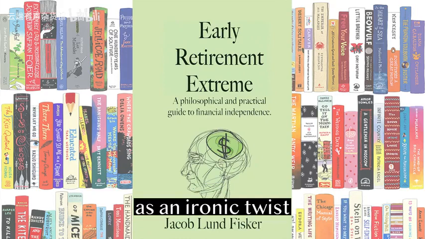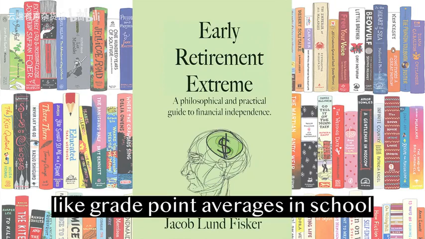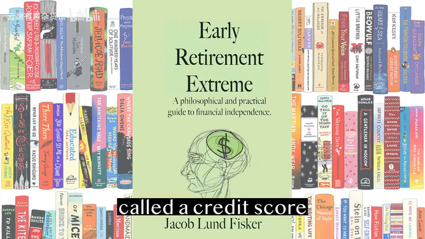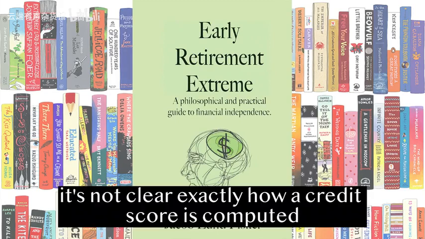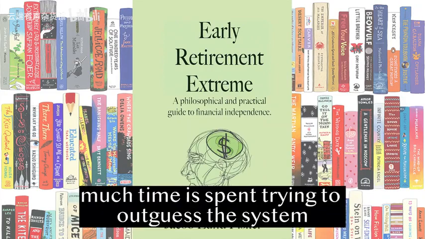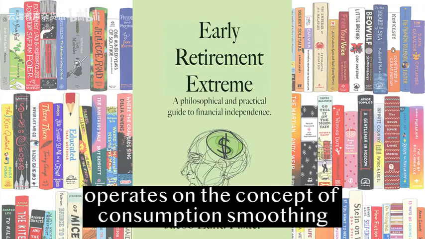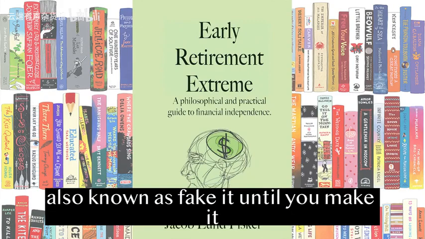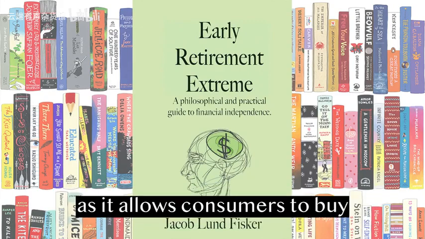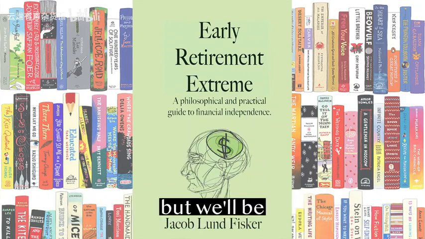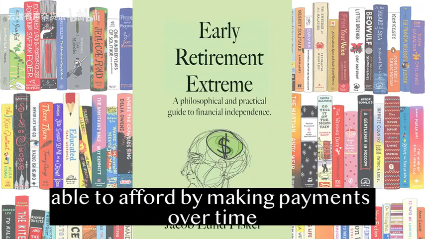As an ironic twist, like grade point averages in school, debt management skills are also evaluated in a single number, called a credit score. It's not clear exactly how a credit score is computed, and therefore much time is spent trying to outguess the system. Personal finance, as opposed to business finance, operates on the concept of consumption smoothing, also known as fake it until you make it, as it allows consumers to buy products which they presently can't afford due to lack of savings, but will be able to afford by making payments over time.